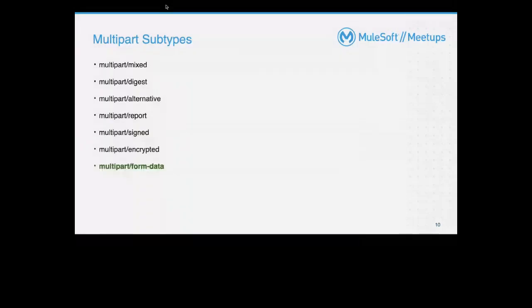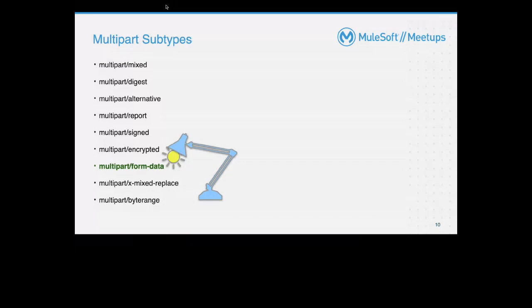You can dig deeper into multipart. There are a lot of articles on it, but on a high level, multipart subtypes are: multipart mixed, multipart digest, multipart alternative, multipart report, signed, encrypted, form data, which we are going to discuss today, X mixed replace, and multipart byte range. So today we are only concentrating on multipart form data, but I wanted to let you know that multipart is a type, and within that type we have different subtypes, where multipart form data is one of them, which we are going to discuss today.